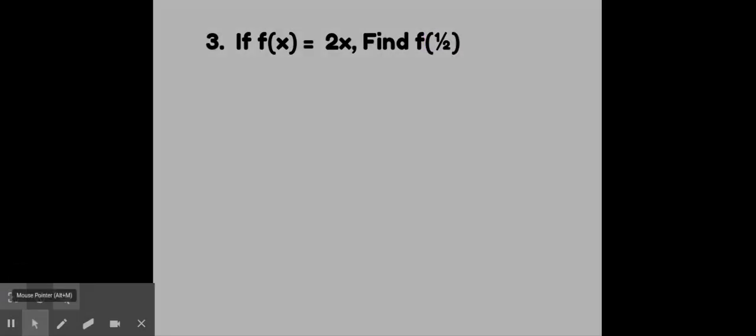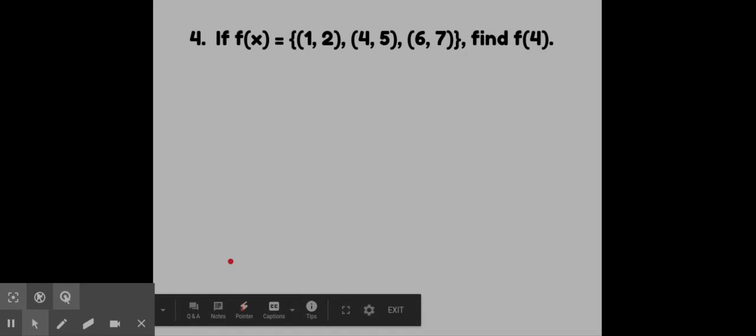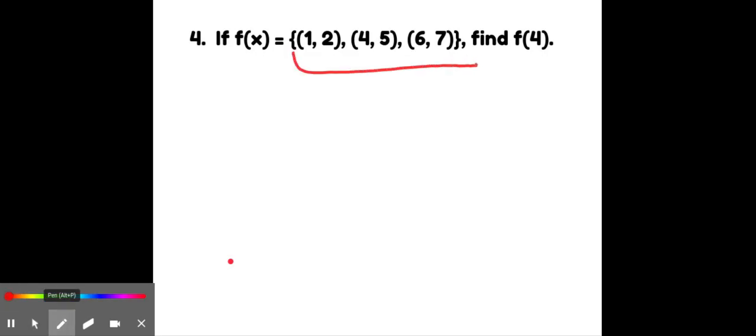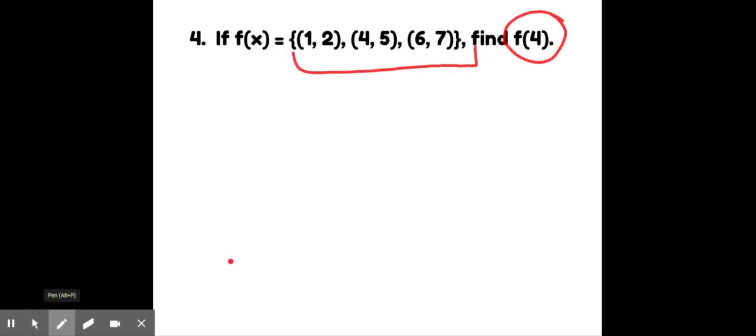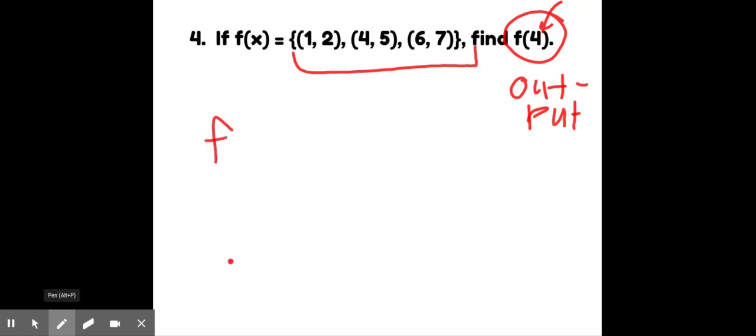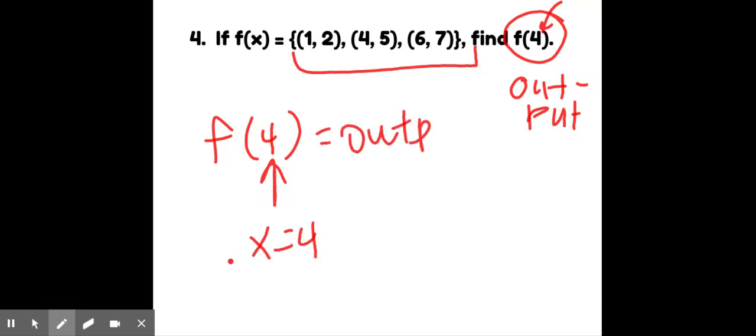Now on to the next one. The next one says, well, these are a little challenging. It says if f of x equals this group of points here, find f of 4. So what they're saying, if our input is 4, what's our output? Now this is a little challenging because it's not really an input-output question. You're not plugging it into something. You have to know how to interpret it. If x is equal to 4, what's your output? But really, they're saying, what's y?